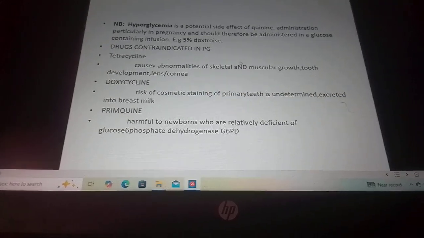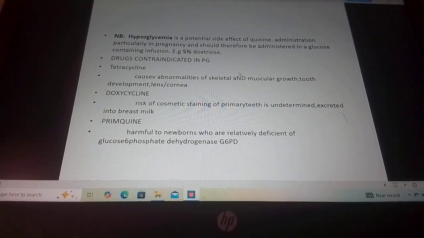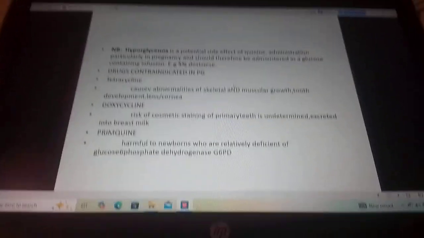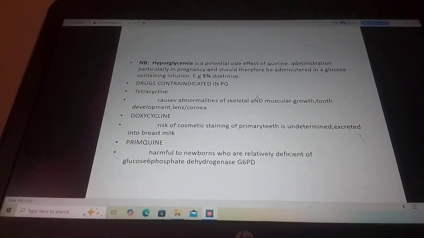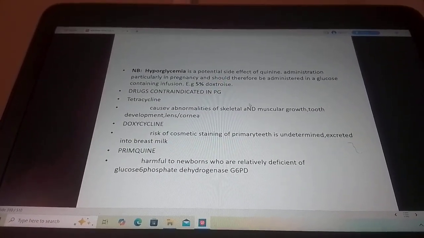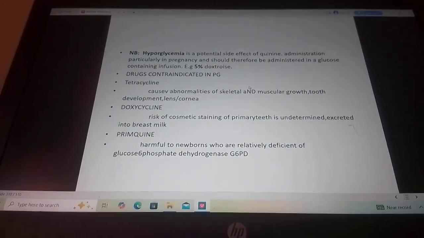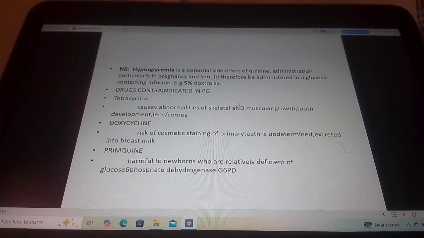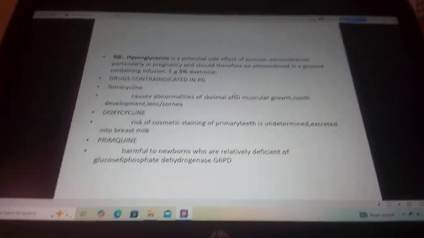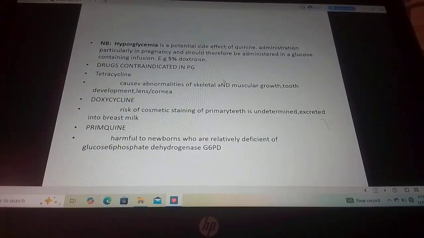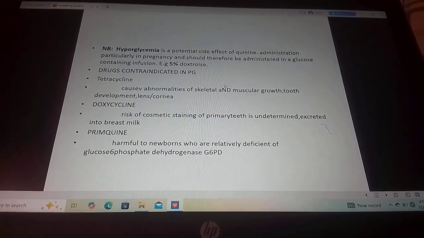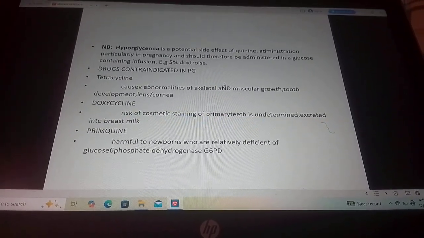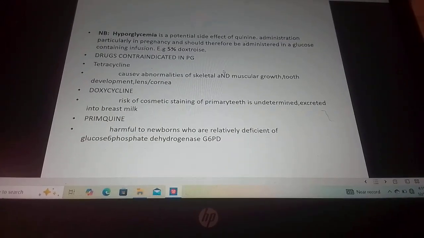Then there are these drugs that are contraindicated in pregnancy. So let's dive through. One is the tetracycline, because it easily causes abnormalities of skeletal and muscular growth. And remember the tooth development, and it will also affect the eye, that is the lens and the cornea of the eye. So that one is not indicated in pregnancy. Another one is doxycycline, because of its risk of cosmetic staining of the primary teeth in the newborn. Then it's excreted in breast milk.